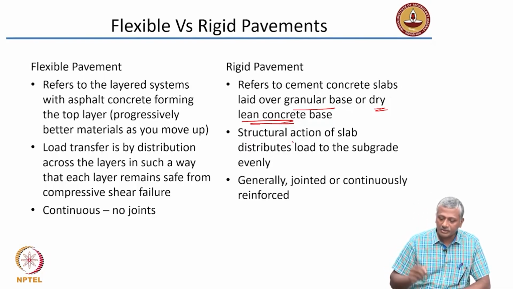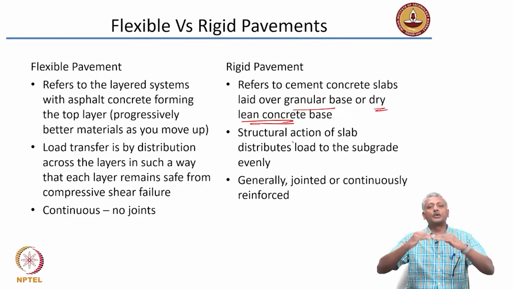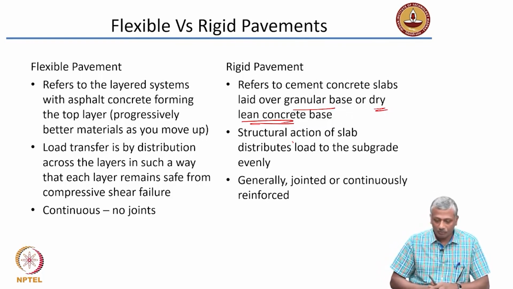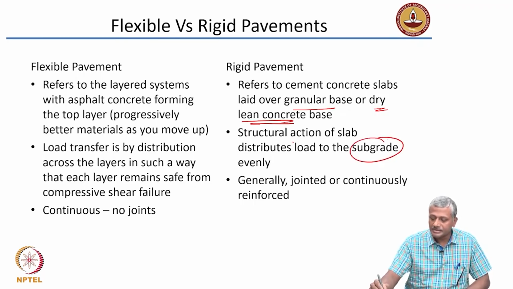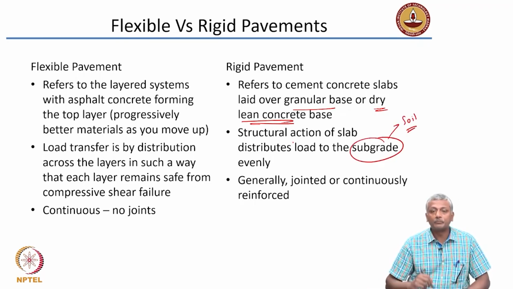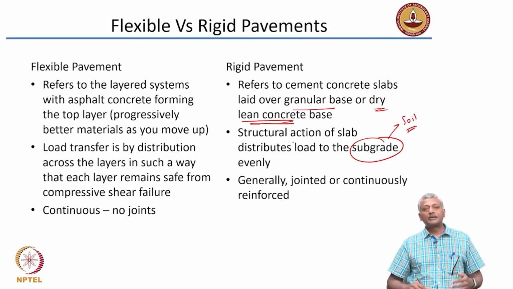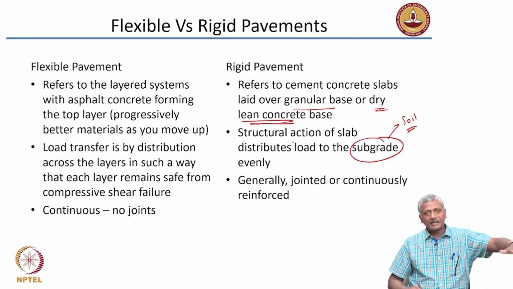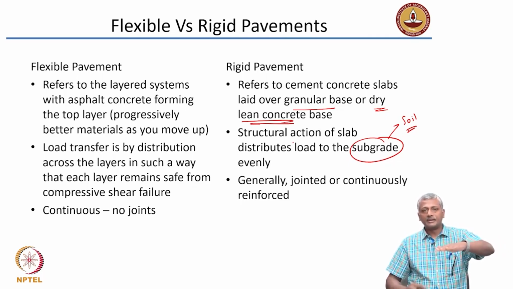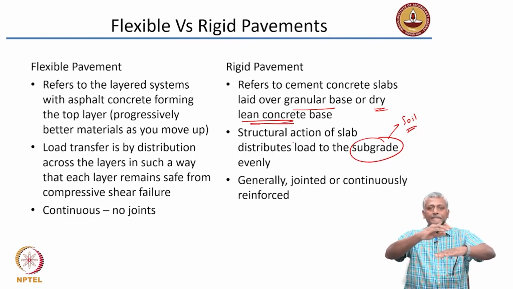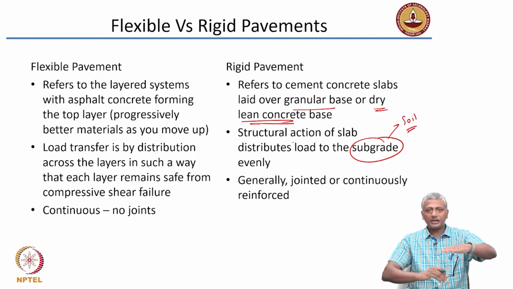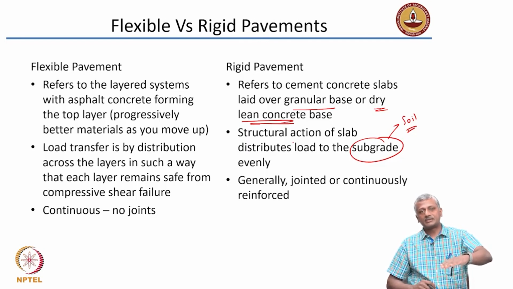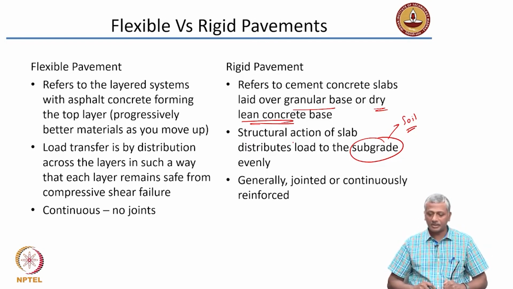Okay. The structural action of the slab basically distributes the load to the subgrade. Again, I have introduced a term here, subgrade. Subgrade is nothing but the soil. The soil underneath is called the subgrade. Now, in roadway terminology or in transportation engineering terminology, grade means that which is at level with the earth's surface. Anything above grade is called above grade, anything below grade is called subgrade, okay. So, soil is basically the subgrade material, okay.